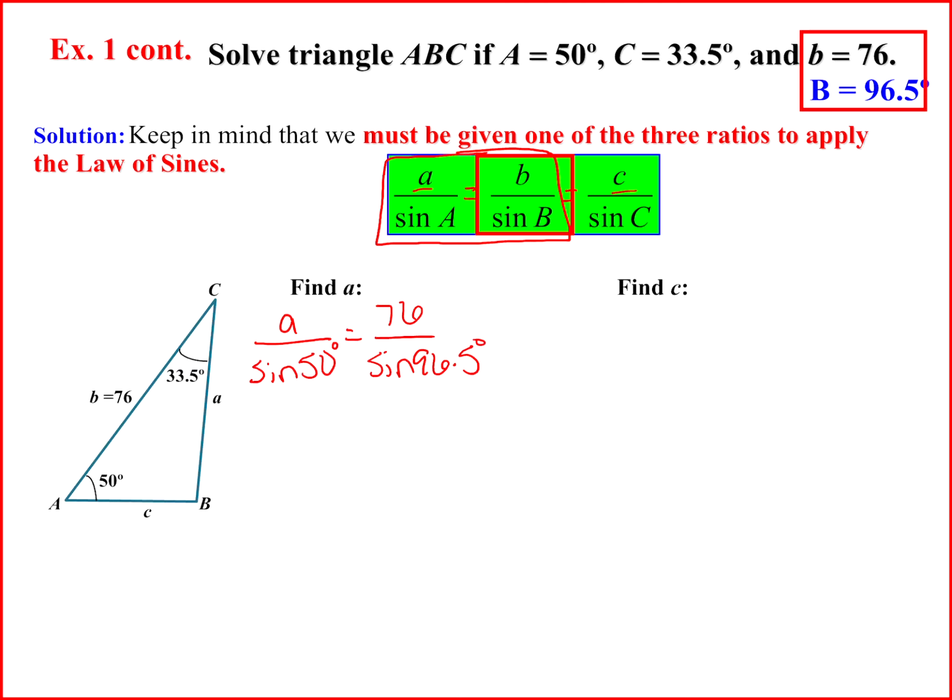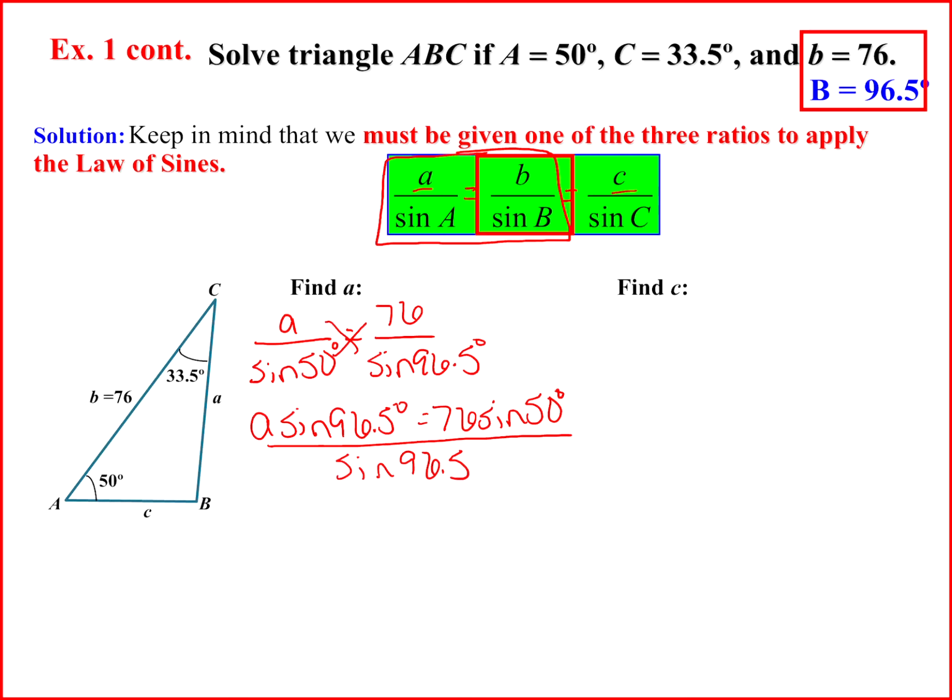And now it becomes solving a proportion. So remember, when you solve a proportion, we cross multiply, right? So I would have a sine of 96.5 equals 76 sine of 50. Then you would need to divide by sine of 96.5. So our A is going to be 76 sine of 50 over sine of 96.5. Make sure your calculator's in degrees.